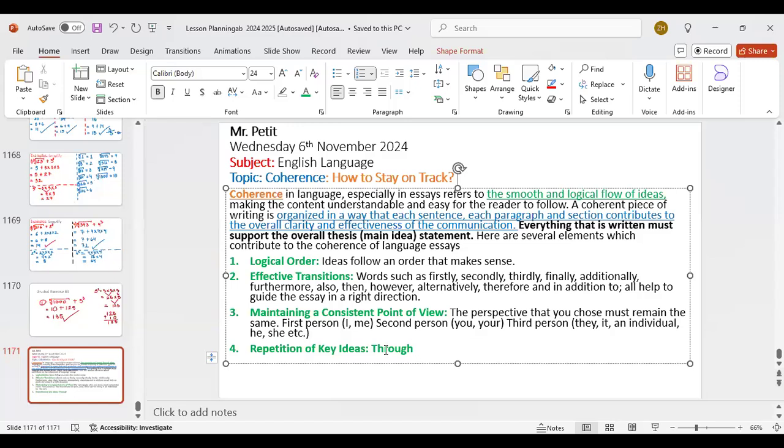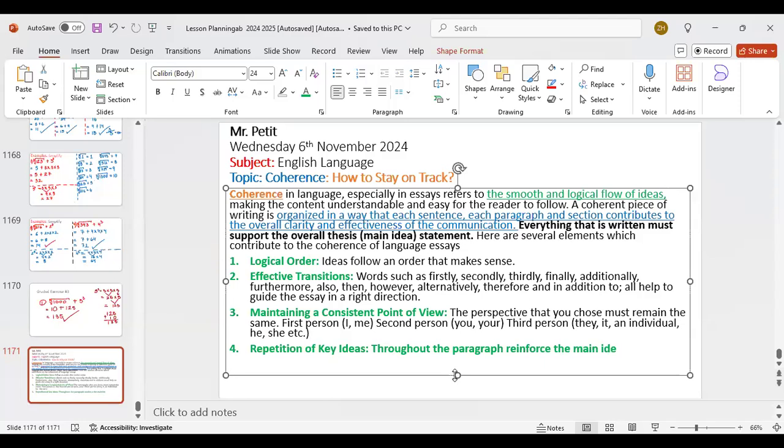when you are trying to make everything coherent. So throughout the paragraph, reinforce, that's the word, reinforce the main idea, and contribute to a sense of unity.